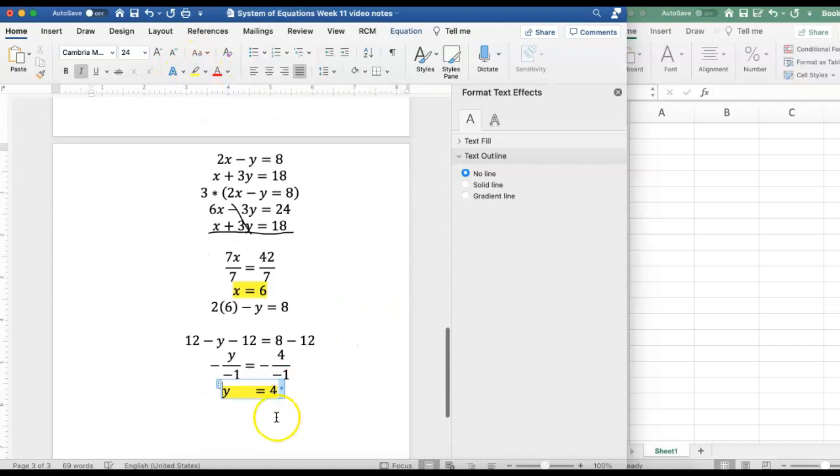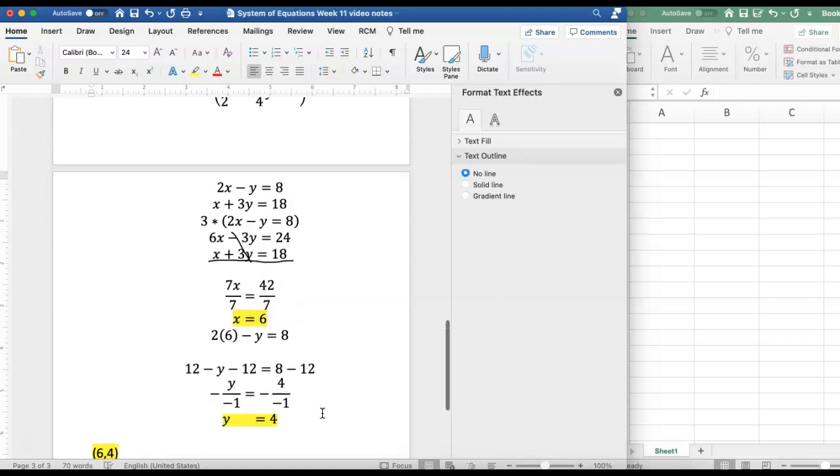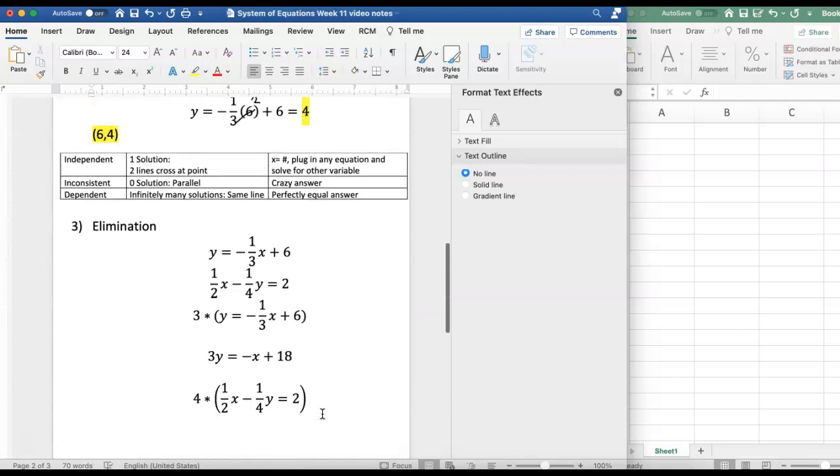We can write it as an ordered pair. Open parenthesis 6, comma 4, close parenthesis, and highlight everything as my answer just so that I know where it is. And because I came up with a point, a solution, this is an independent system of equations, and I hope this helped you to find your way through getting rid of all of those fractions. It makes it a little easier.